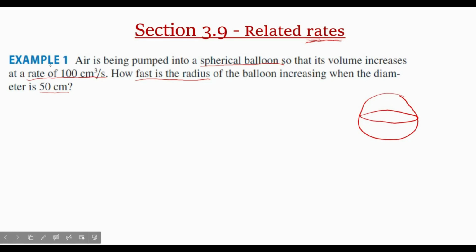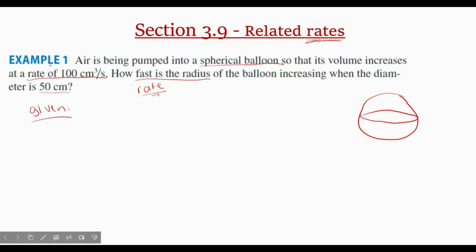So for this spherical shape, they give us the rate, where the rate indicates the derivative with respect to time. The rate of the volume of the spherical balloon is 100 centimeter cube per second. And now when they're asking how fast is the radius, it means what is wanted is the rate of the radius. So as we said, rate indicates the derivative. Let's look at what is given to us.